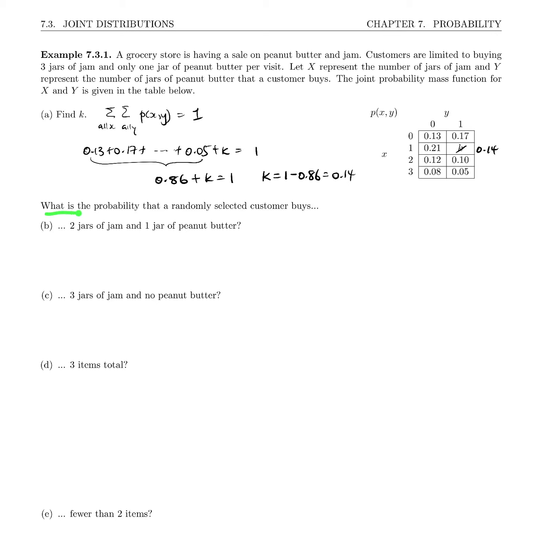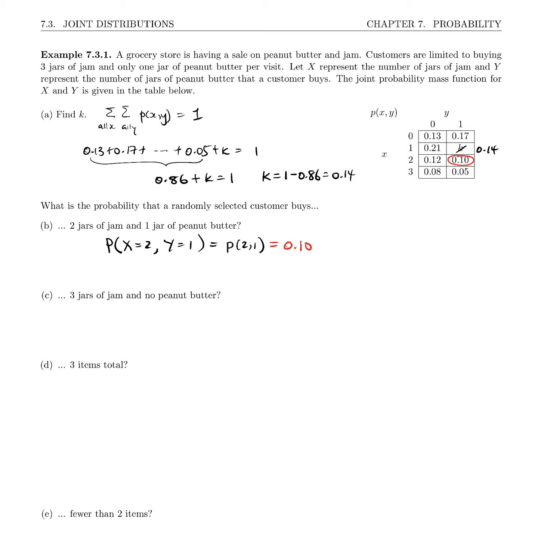Next question. What is the probability that a randomly selected customer buys 2 jars of jam and 1 jar of peanut butter? Using the notation of X and Y, this is the probability that X is 2 and Y is equal to 1, which using the joint PMF is p of 2, 1. Now, there is no formula to plug this in. We are literally looking in the table. The probability that X is 2 and Y is 1 is right there. So the probability of 2 jars of jam and 1 jar of peanut butter is 0.10.